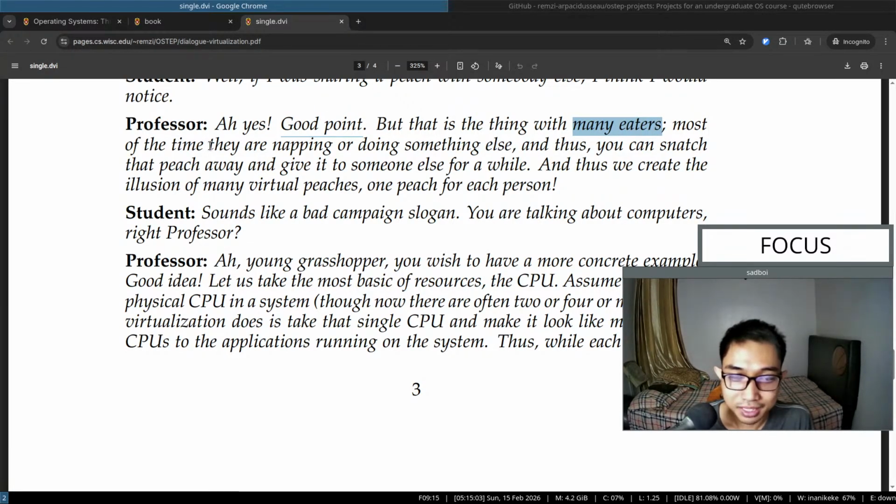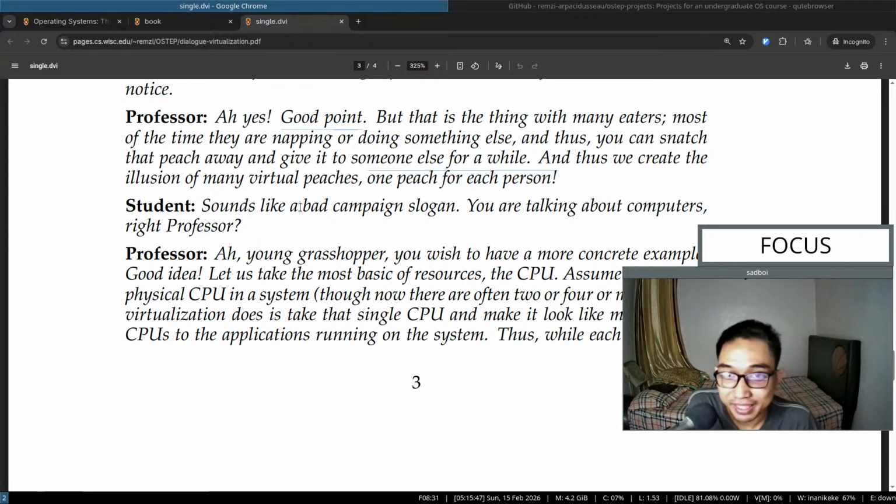Most of the time, they are napping or doing something else, and thus you can snatch that bit away and give it to someone else for a while. So, okay, we snatch those bits and give it to someone else for a while. And thus we create the illusion of many virtual bits. One bit for each person.